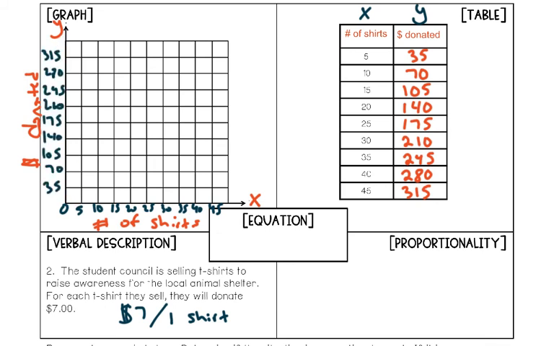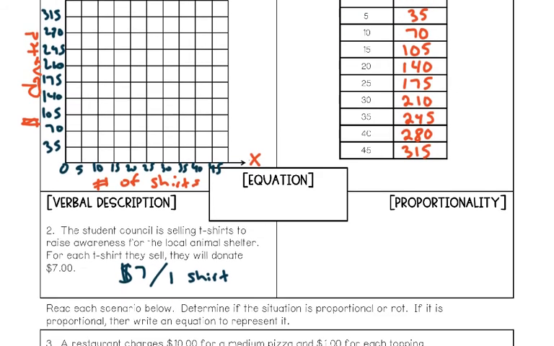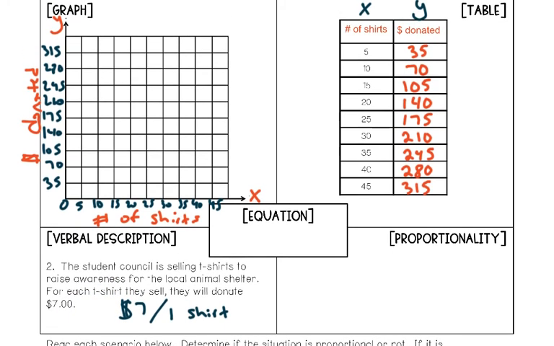So this is what my graph looks like with the axes labeled. Remember, one axis is an axis. When they're together, the plural is axes. I want to give my graph a title. So I'm talking about selling t-shirts to raise awareness for a local animal shelter. For each t-shirt we sell, we'll donate $7. So I'm going to call it t-shirt donations. And then what I want to do now is plot all these points.